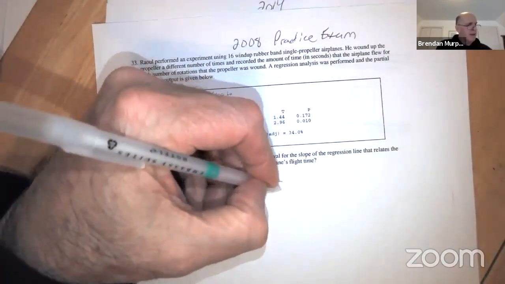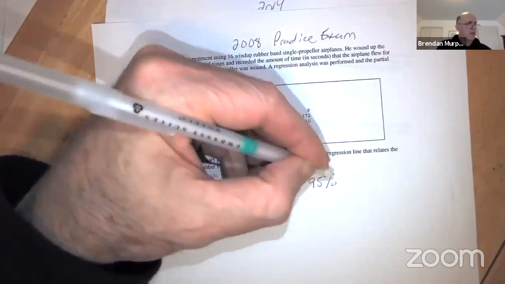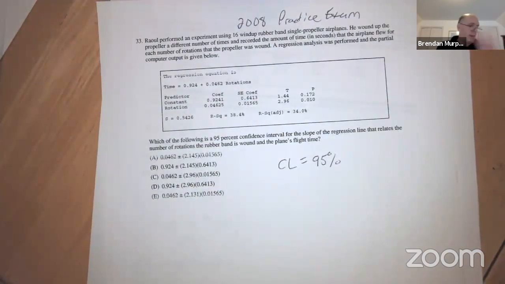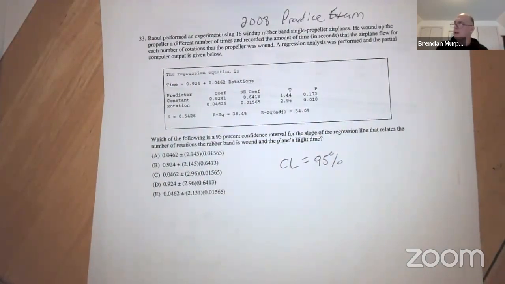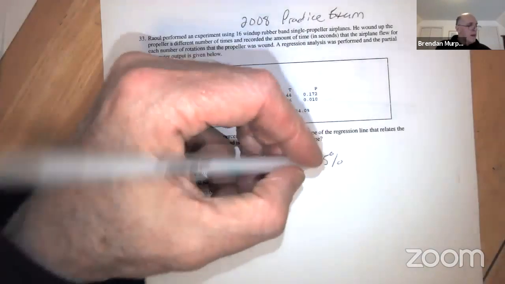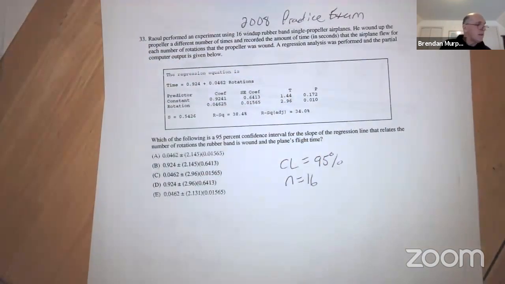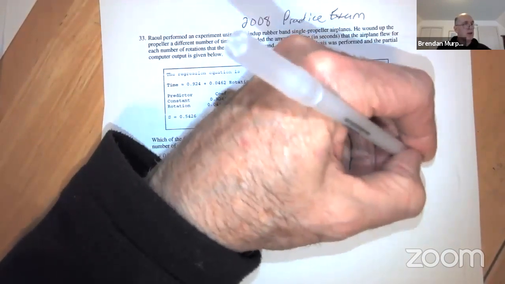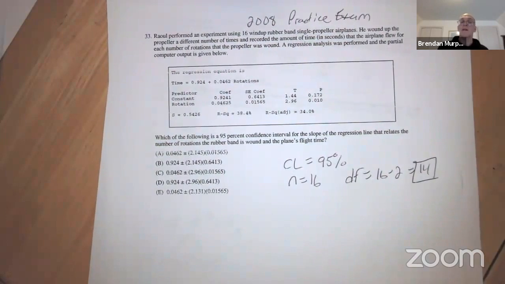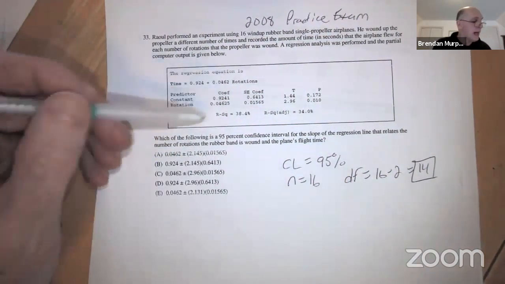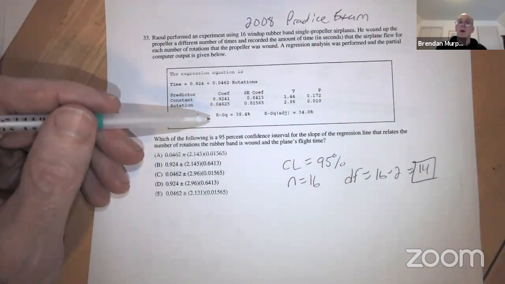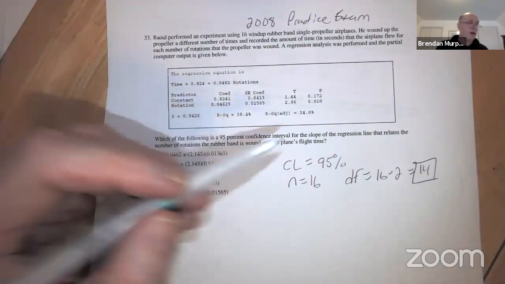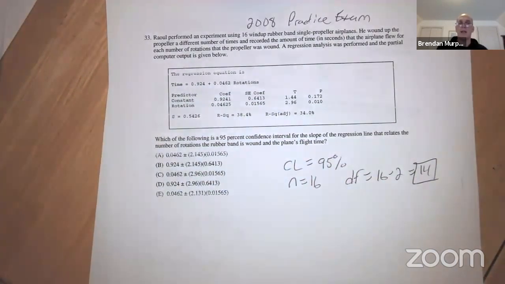So my confidence level is 95%. That feels like a pretty common confidence level, but please understand that there are lots of other ones. I think one of the problems that we may or may not get time to do today had 98%, so maybe we'll go take a look at that. My sample size was what, 16? So my degrees of freedom is 16 minus 2, or 14. That's important. I need that critical t value associated with this 95% confidence level and those degrees of freedom of 14.